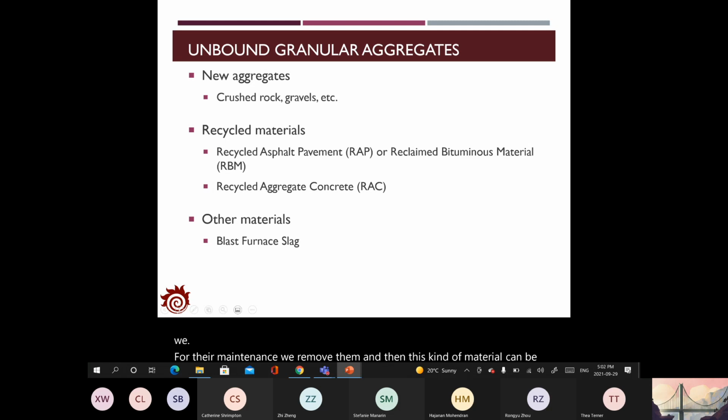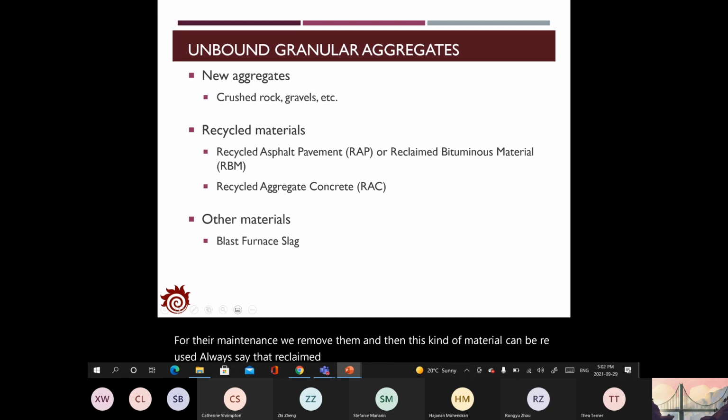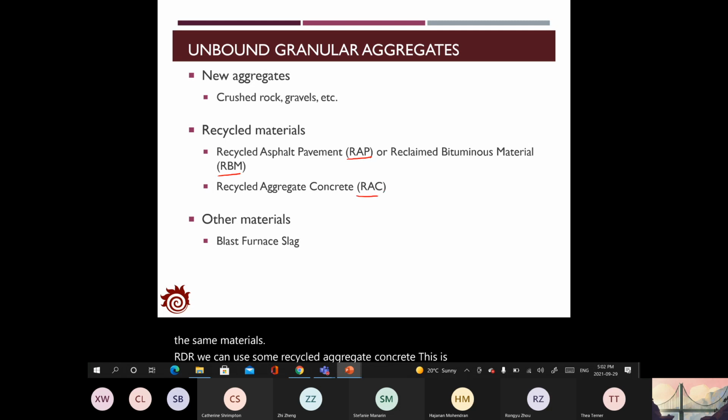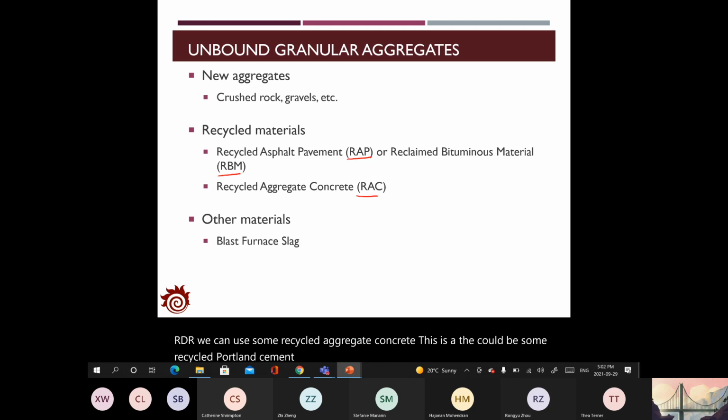Or we say that reclaimed bituminous materials are actually RAP and RBM. They are the same term, just different names, but they represent the same materials. Or we can use some recycled aggregate concrete. This could be some recycled Portland cement concrete slabs, and this usually comes from rigid pavement. And there are some other industrial materials, such as blast furnace slags. They can also be applied as granular aggregates.